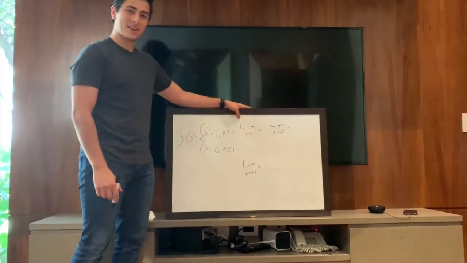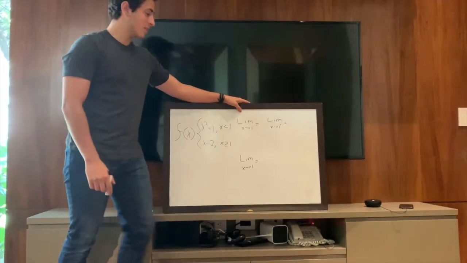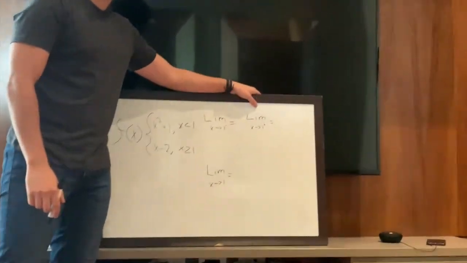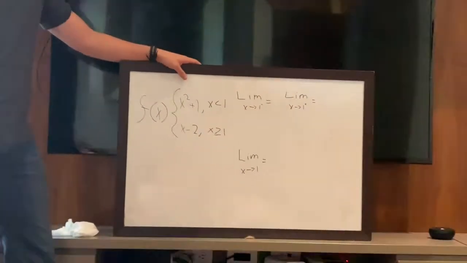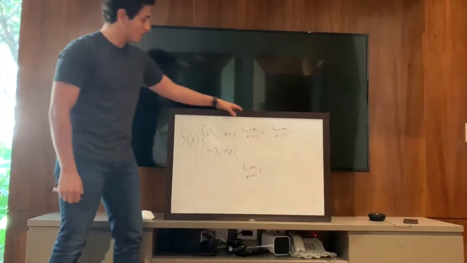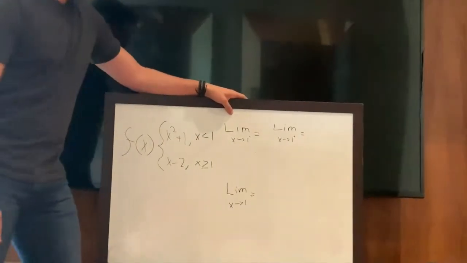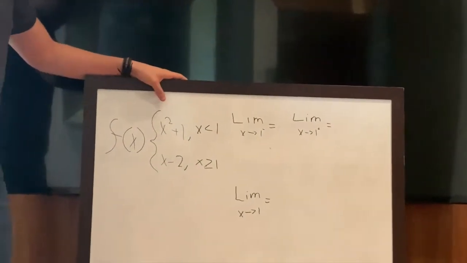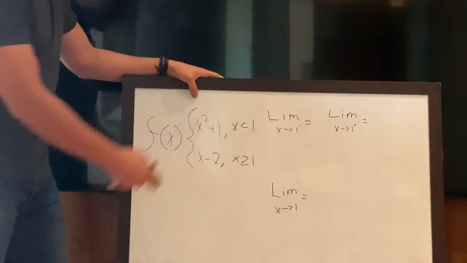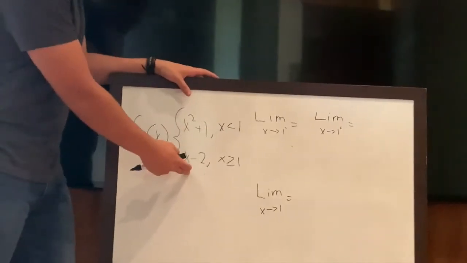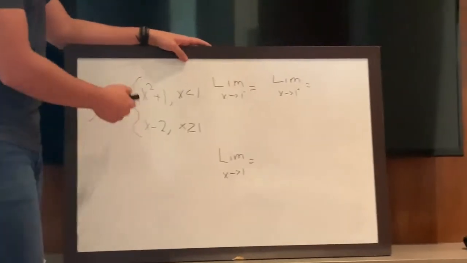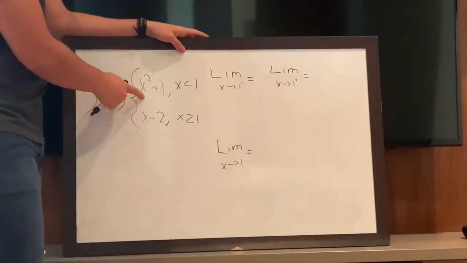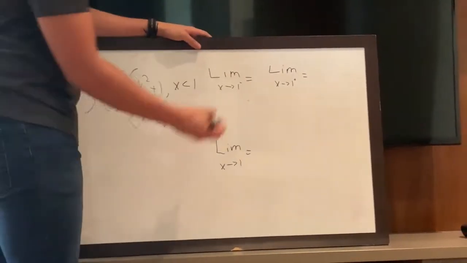This is x approaching 1 on the negative side, this is x approaching 1 on the positive side, and this is x approaching 1 to both sides. Here, for x approaching 1 on the negative side, we will take this one because this one is approaching on the right side, so we can solve it. It's very easy. It will be 1 times 1 plus 1 equals 2.